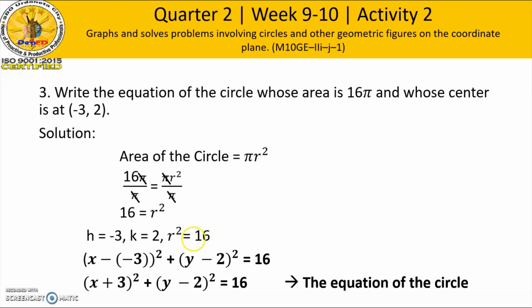So, by substituting in the equation of the circle the values of h and k, we have h equal to -3 and k equal to 2. The equation of the circle is (x + 3)² + (y - 2)² = 16.